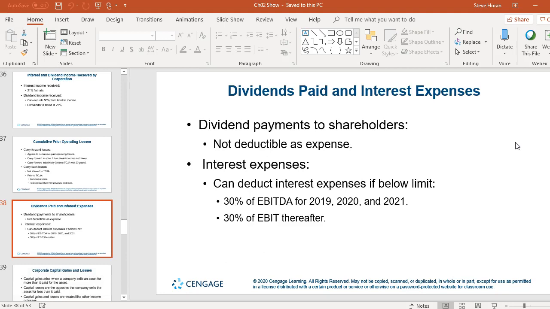Okay. And then you can see here dividends paid and interest expense. And as I mentioned, when a company pays dividends to shareholders, it's not deductible. However, interest is. So corporations will often carry debt because they get a tax break. They can take the interest expense that they have and deduct that from earnings and save taxes. Up to a limit. It can only be 30% of EBITDA for 2019, 2020, 2021. Then after that, it becomes 30% of your EBIT.